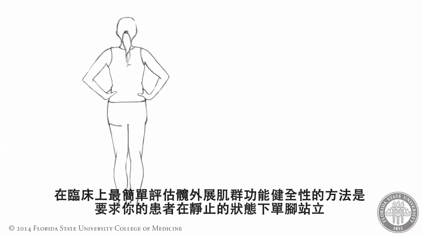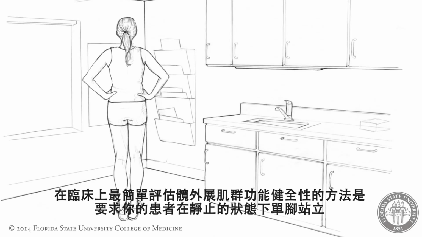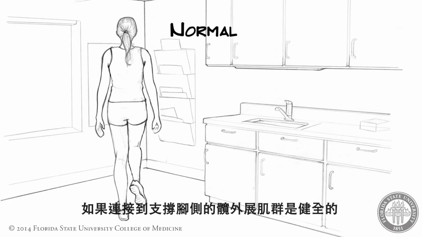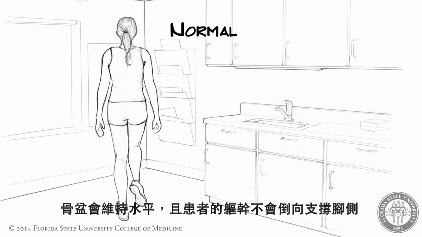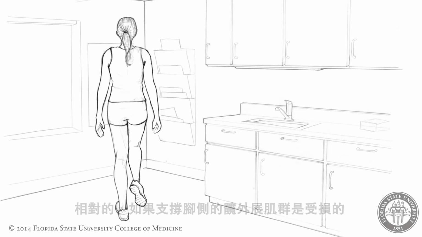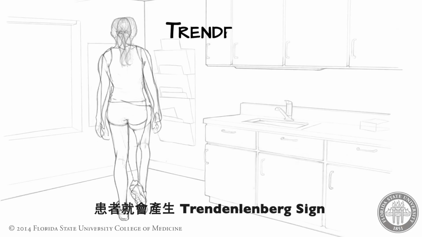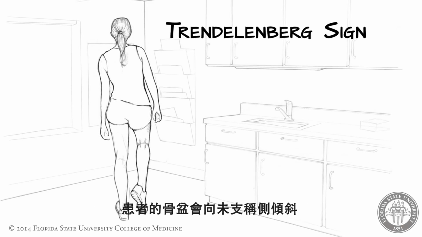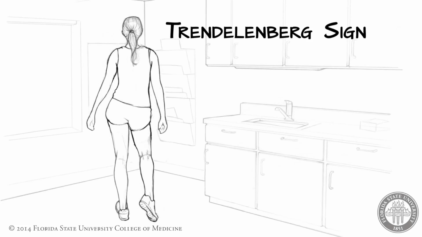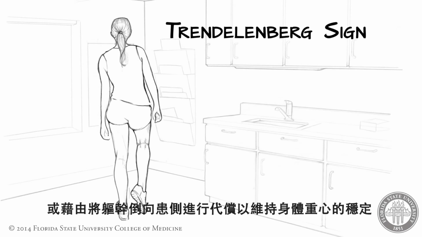The simplest way to assess the integrity of the hip abductors in the clinic is to ask your patient to stand motionless on one leg. If the hip abductors connected to the supporting leg are intact, the pelvis will remain level, and the torso will not lean toward the supported side of the body. If, on the other hand, the abductors of the supporting leg are injured, the patient will exhibit the Trendelenburg sign. The pelvis will tilt away from the supported side, and the patients will either lose their balance or try to maintain their center of gravity with a compensatory leaning of the torso toward the side of injury.